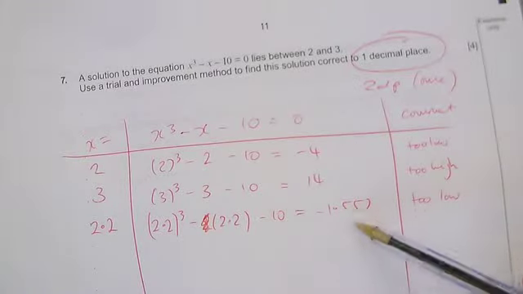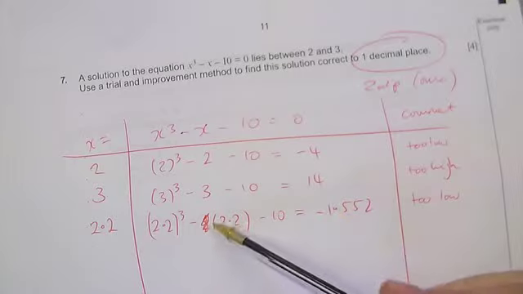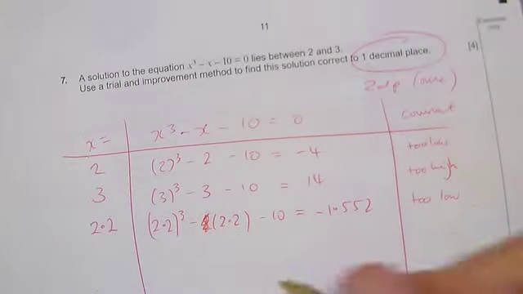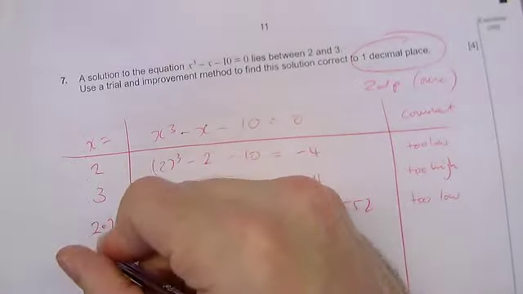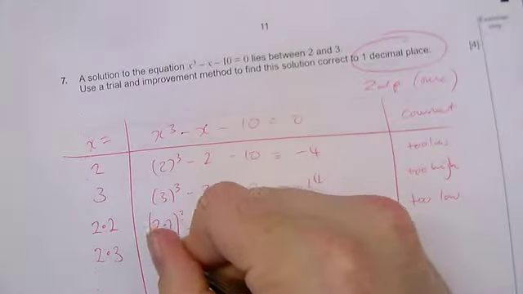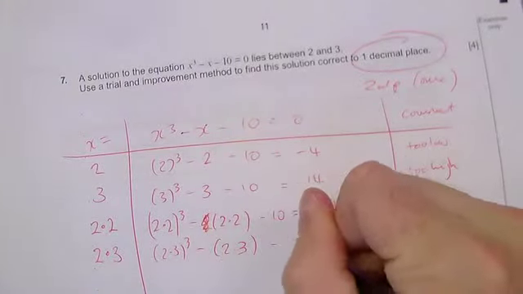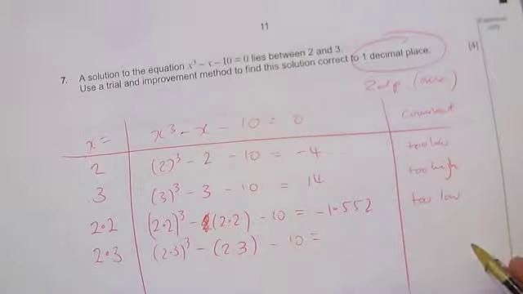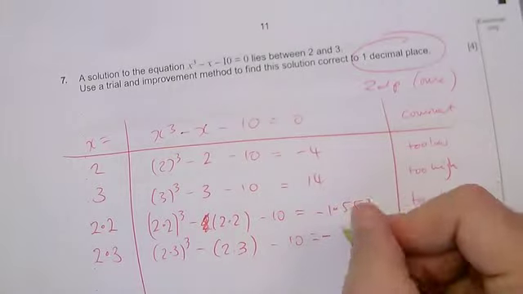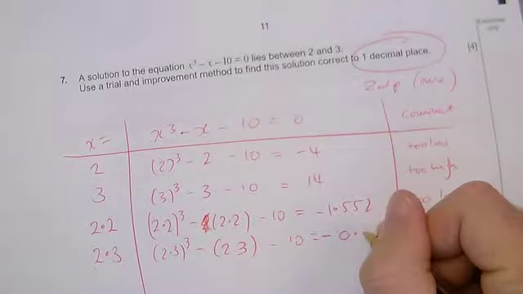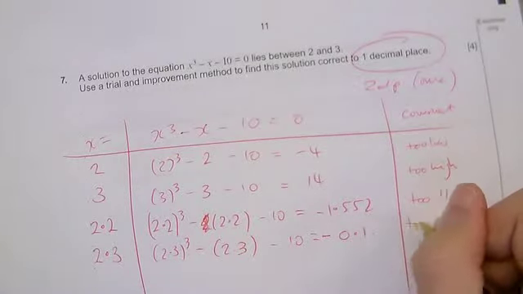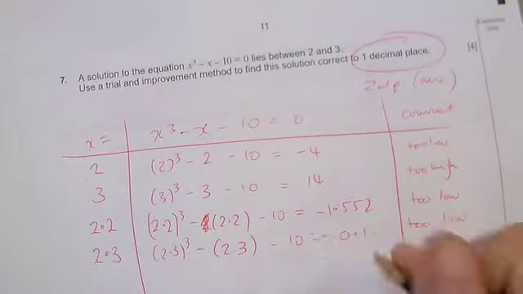Sorry, Kellen. Was that minus 1.552? That's the correct answer anyway. Okay, so that's too low, so I'm going to go to 2.3. So then 2.3 cubed minus 2.3 minus 10. I'm guessing that's probably going to be a positive, but I might be wrong. Minus 0.1 blah blah blah. So that's still too low because it's minus, so it's 2.4.